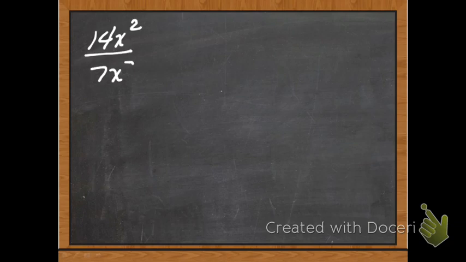Okay, a couple more examples. Suppose we had 14x squared over 7x to the 7th. Okay, well, I know 7 will go into 14 two times, so I have a 2 in my numerator. And this x squared takes away 2 from down here, so that's going to give me an x to the 5th in my denominator.